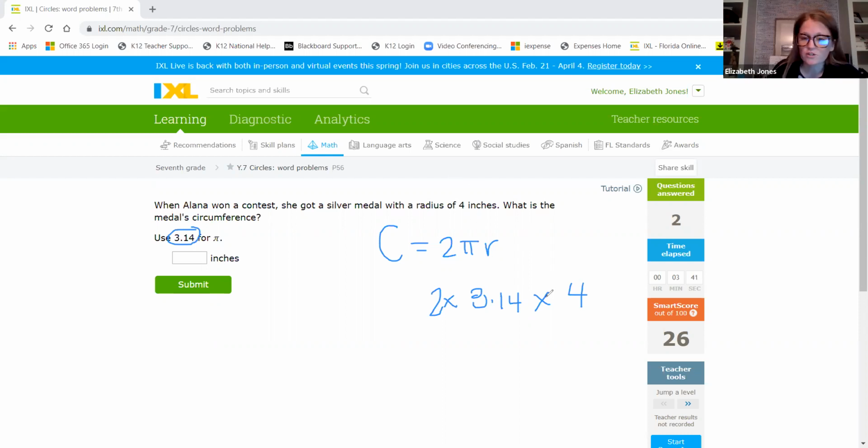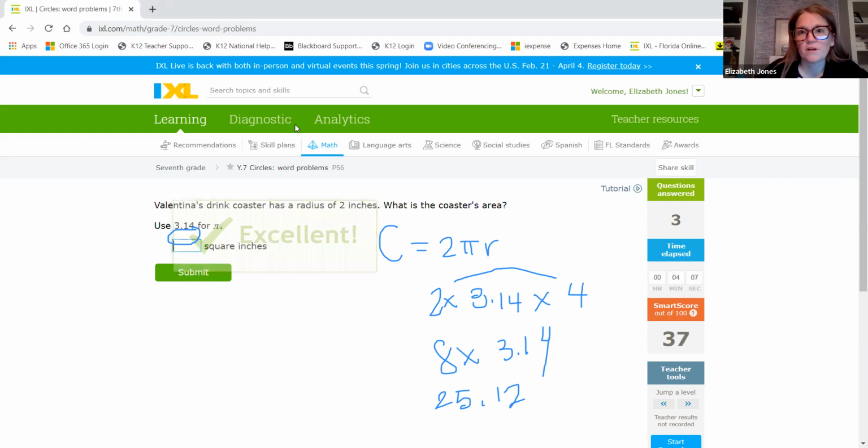So I know that 2 times 4 gives me 8. So that's one way we can start. So we can go ahead and combine these two. So then it would be 8 times 3.14. And we get 25.12. Go ahead and put that in. And I'm going to clear this.